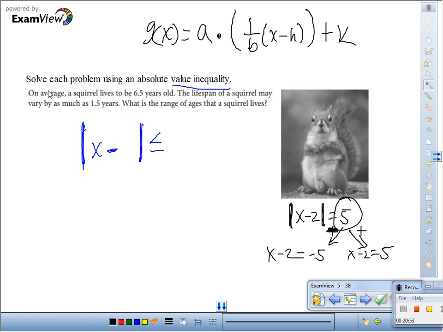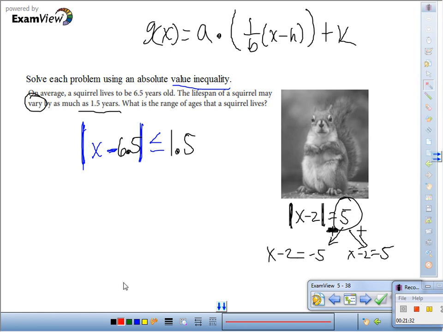So let's read the problem. On average, a squirrel lives to be 6.5 years old. The lifespan of the squirrel may vary, circle that word, vary, by as much as 1.5 years. What does that mean? Either what? More or less. So where do we write the 1.5? Outside. 1.5 outside. So that means 6.5 goes right there.